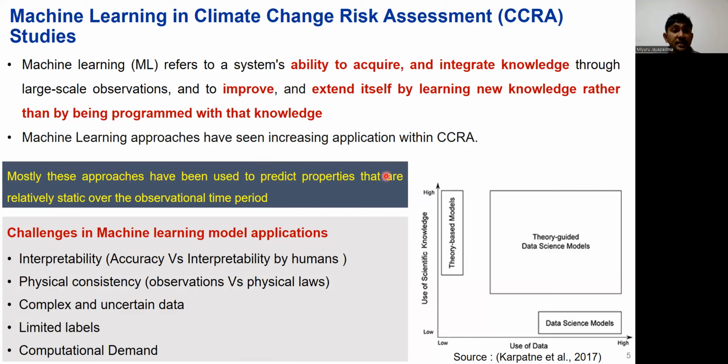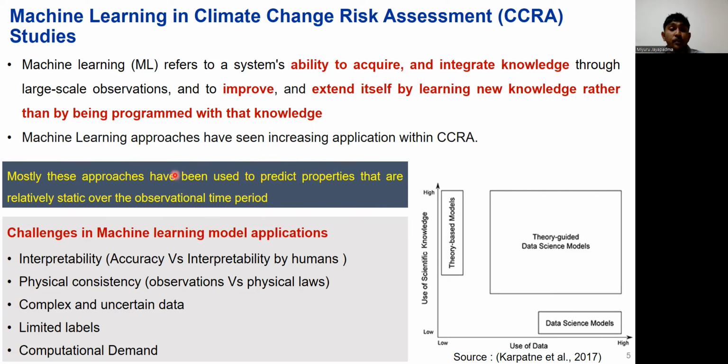And speaking about machine learning, as you may all know, machine learning is kind of training a computer system with a lot of observational data and making it learn by itself and making it improve and extend by itself without being programmed with that knowledge. So these kind of data driven models are being widely used in the field of climate change risk assessment. But these studies are mostly limited to nowcasting, or they are only used to predict properties that are quite static over a short observational time period.